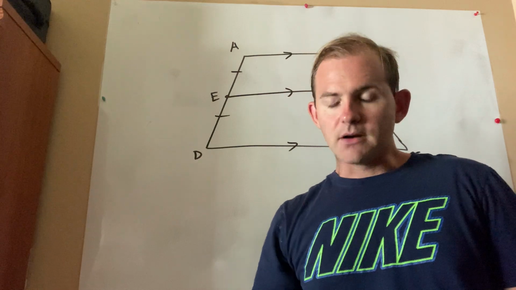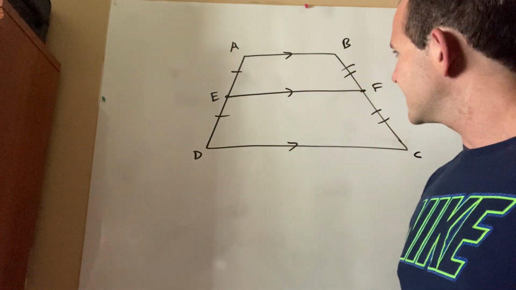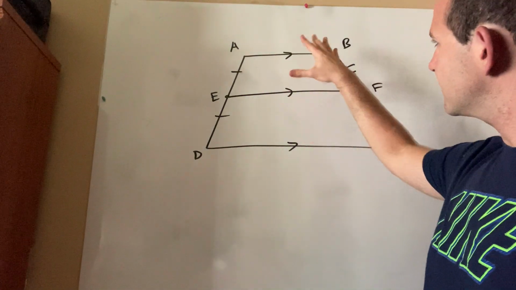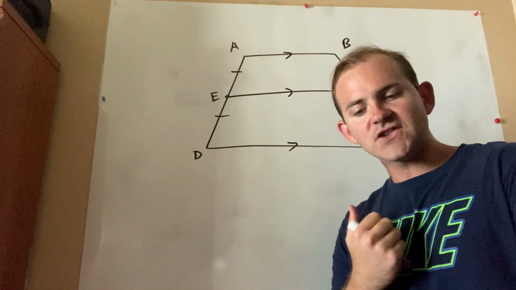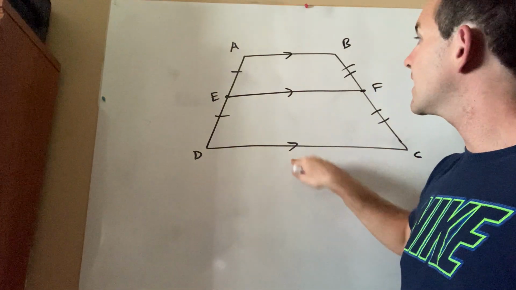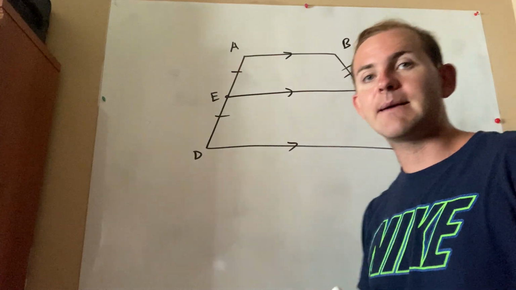For our purposes though, we only really need to know two things about it, okay? The first is that it's parallel, so if you want to draw a little arrow in your diagram to show that it's parallel to the other two sides, by all means. But there's actually a special relationship between it and the other two bases. Let me say that again. There's a special relationship between the mid-segment and the bases of the trapezoid.